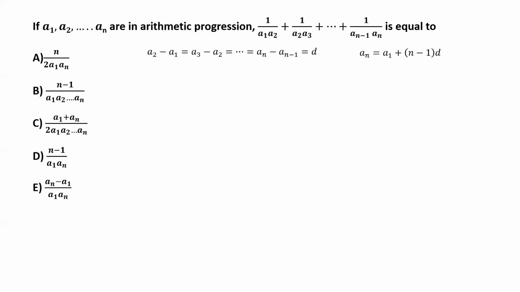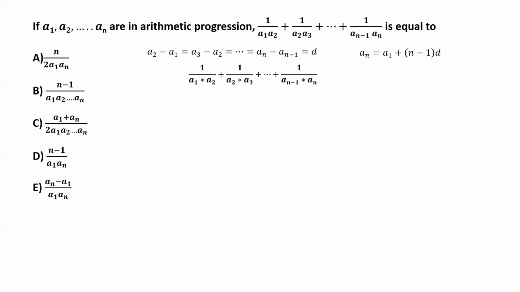So now we can start solving the problem. We are given this sum of reciprocals of products of consecutive terms of the progression taken two at a time, and this by itself is not an arithmetic progression. So we cannot treat this like an arithmetic progression and sum it, right? So we need to do something with this one.